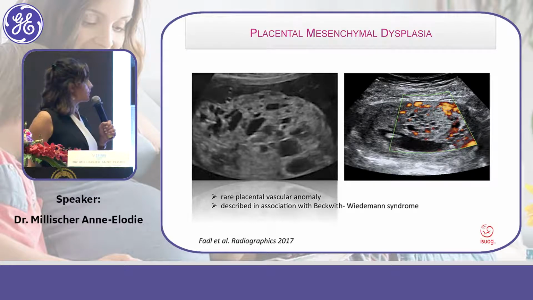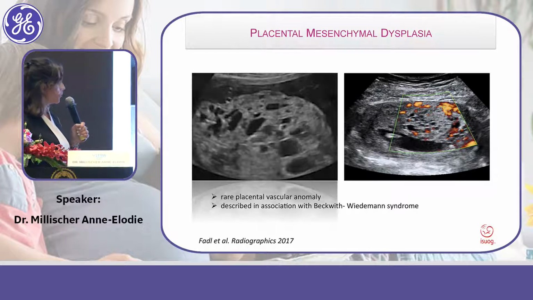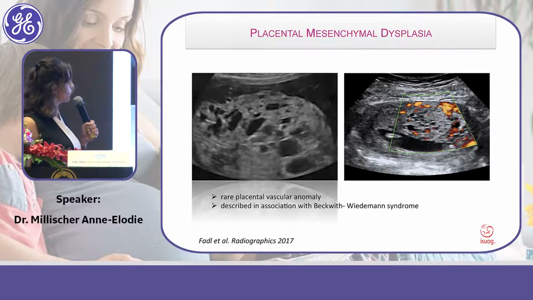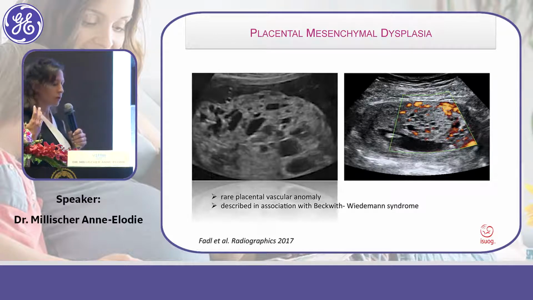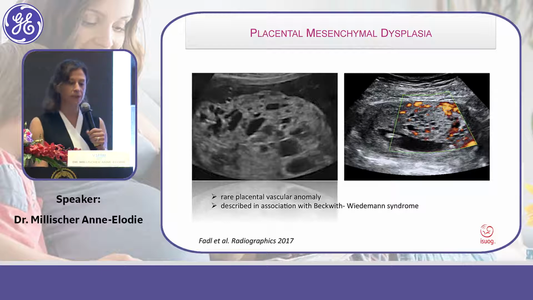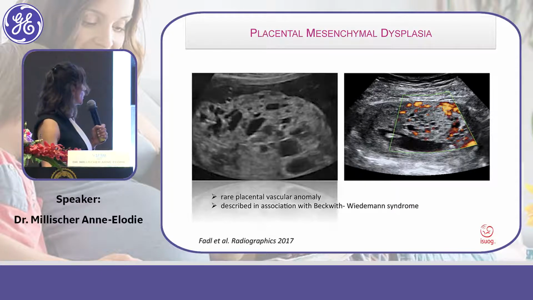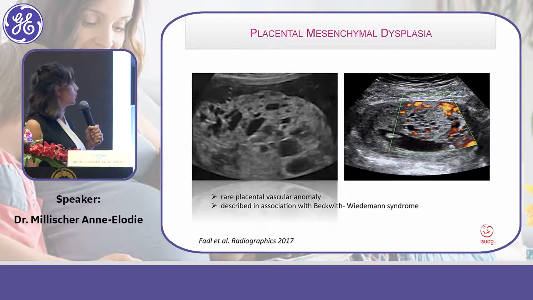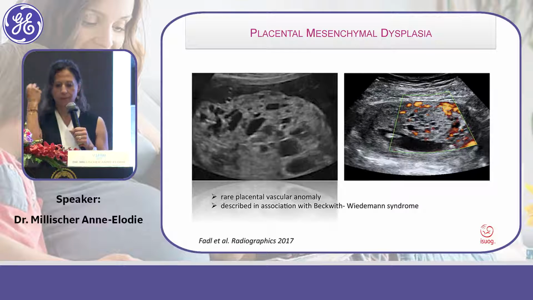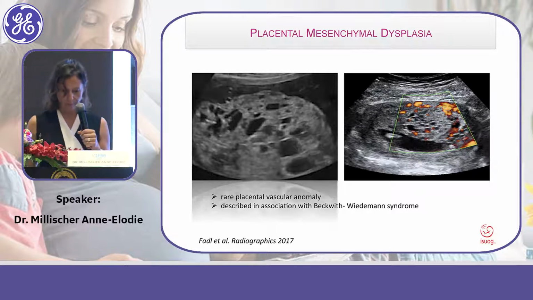There's no consequence for the vascularization and the perfusion of the fetus, but what we have to know and what we have to prevent for the mother is the possibility to have a Beckwith-Wiedemann syndrome. Và thường cái loạn sản trung mô bánh nhau này nó sẽ có một cái mối liên quan tới cái hội chứng Beckwith-Wiedemann.